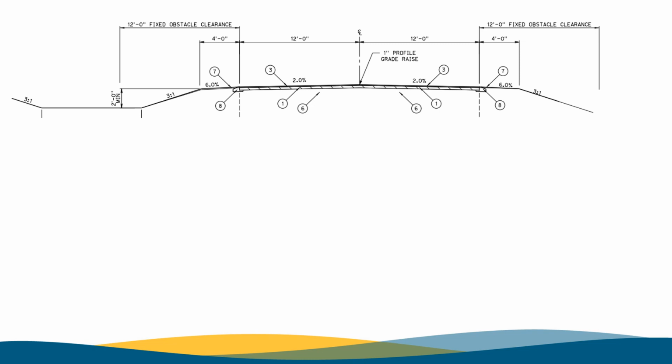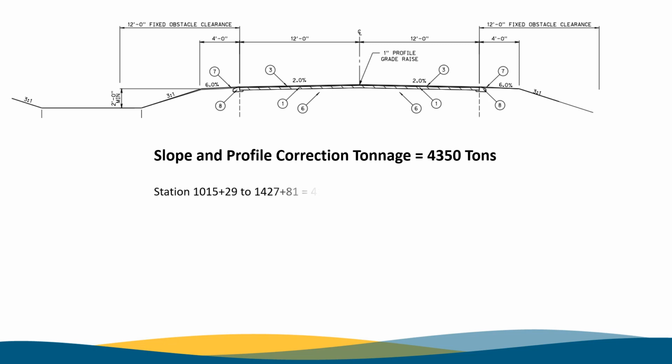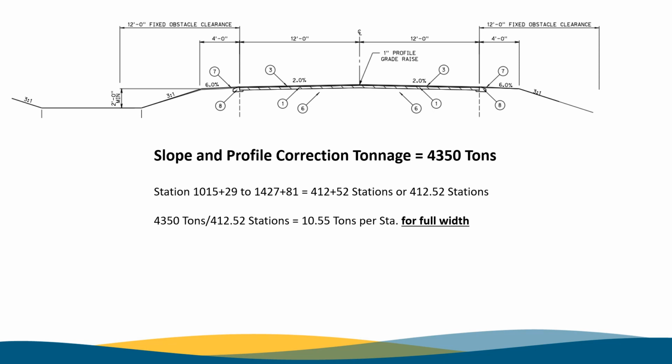Now we know that we must include the 4,350 tons into the bottom lift tonnage rates. This will be utilized over the 412.52 stations of the project. So now let's take the 4,350 tons and divide it by the 412.52 stations, and we come up with the 10.55 tons per station S&P correction allowance for the project. This is for both lanes, so let's divide it by 2, and we get the correction for each lane that comes up to 5.27 tons per station.